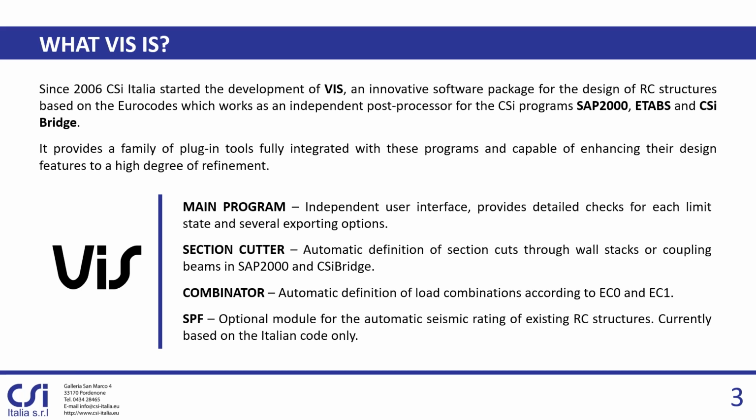The second tool is Section Cutter, which is an automatic tool for the definition of section cuts through wall stacks or coupling beams in SAP2000 and CSI Bridge. It is not necessary in ETABS, since ETABS already has the pier and spandrel labeling option embedded in it. Then there is Combinator, which is a tool for the automatic definition of load combinations according to Eurocode 0 and 1.